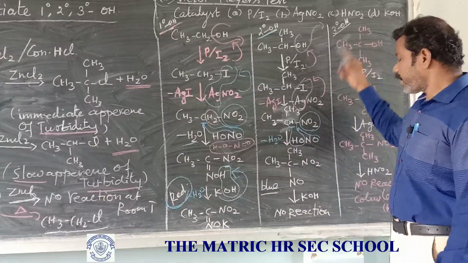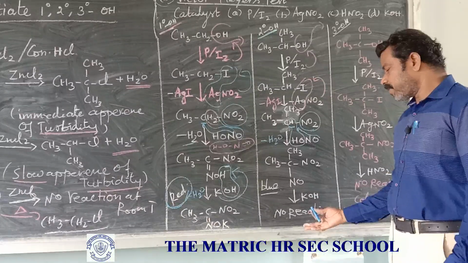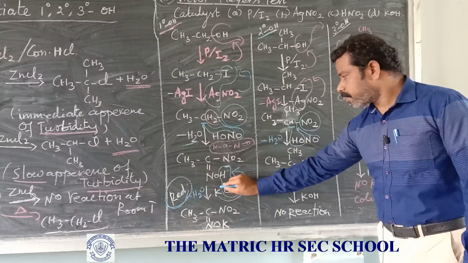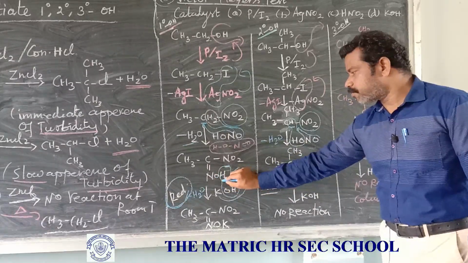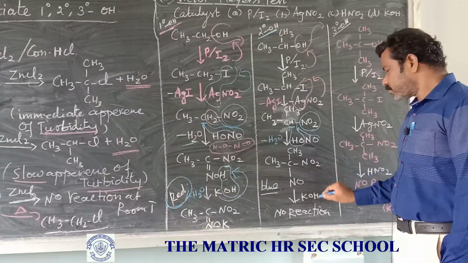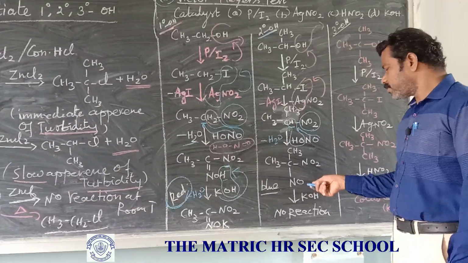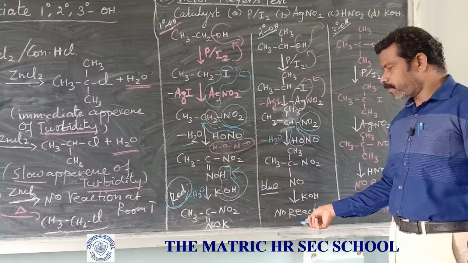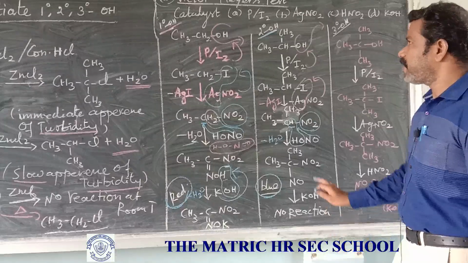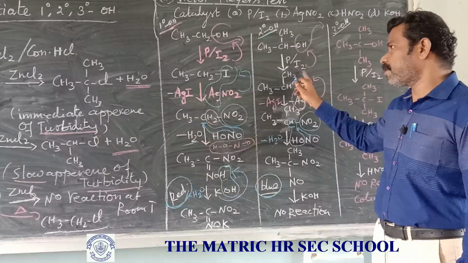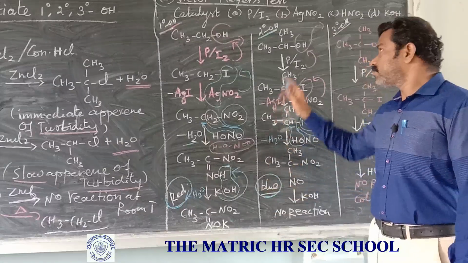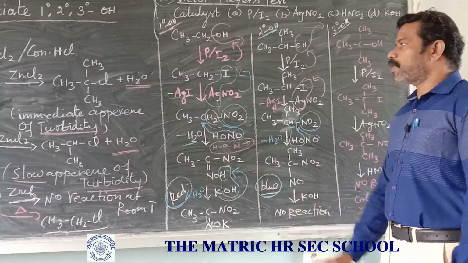Next you will add another catalyst, potassium hydroxide. The potassium hydroxide is not reacted. Why? In this position, no hydrogen is present. So the hydroxyl group does not react with hydrogen, and the reaction is not possible. This is present in blue color. It is the main identification of primary alcohol and secondary alcohol. Primary alcohol finally gets the red color. Secondary alcohol finally gets the blue color.